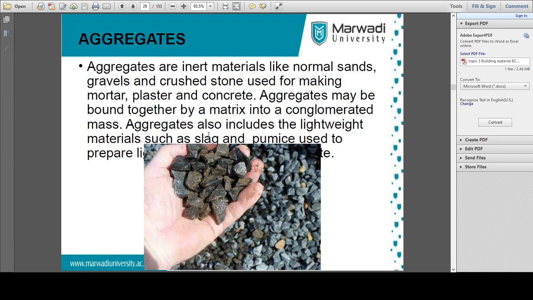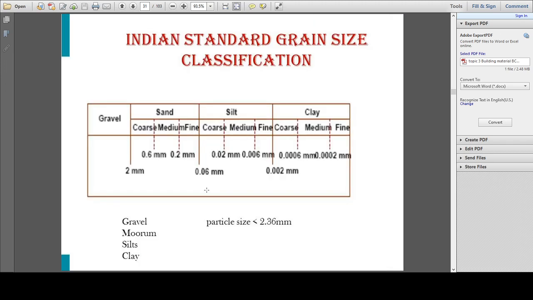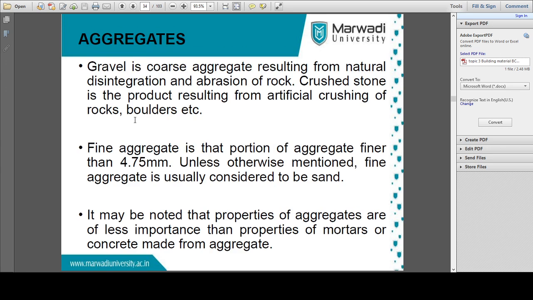Then we have tried to get the idea regarding the aggregates, in which we have seen three major categories: angular type, then elongation, and the flaky shape. So these three were the major ones that we have observed in last lectures. Then we have also gone through the classification of aggregate. We have also seen the concept of surface area. Then again the classification of aggregate.